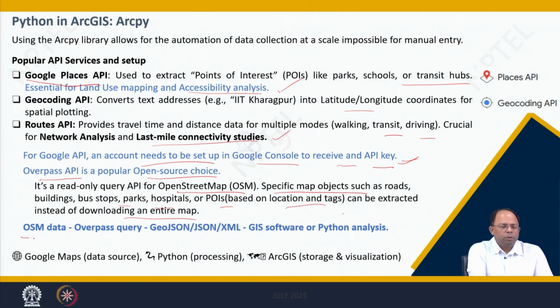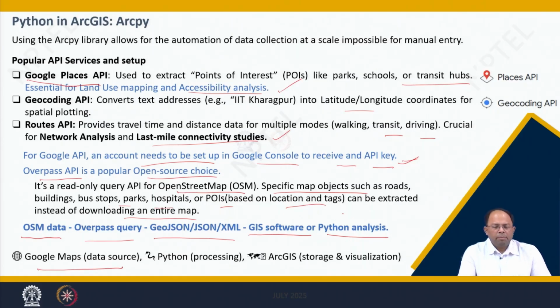So with this OpenStreetMap data or Google data, whatever the case may be, we are sending a query and getting the response back in GeoJSON, JSON, or XML form. Again, from Google API also we get it like that. Then we need to store that in the GIS software, so we need to do some conversion, and then we can do further analysis with Python and so on. So we are using Google Maps as the data source, Python for processing, and ArcGIS for storage and visualization.